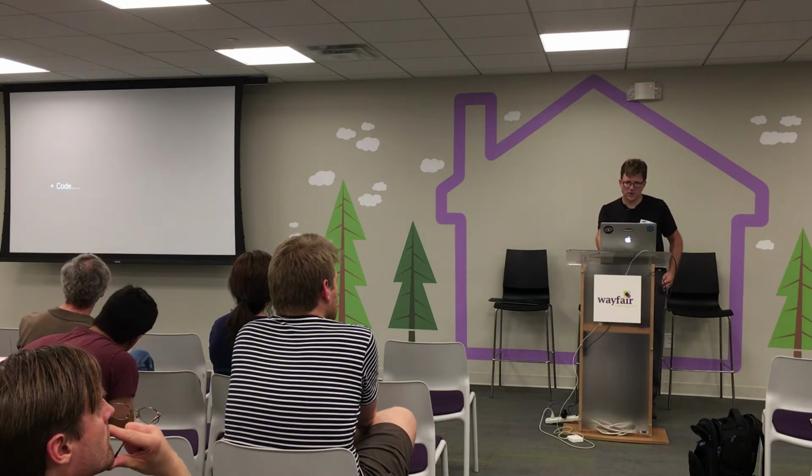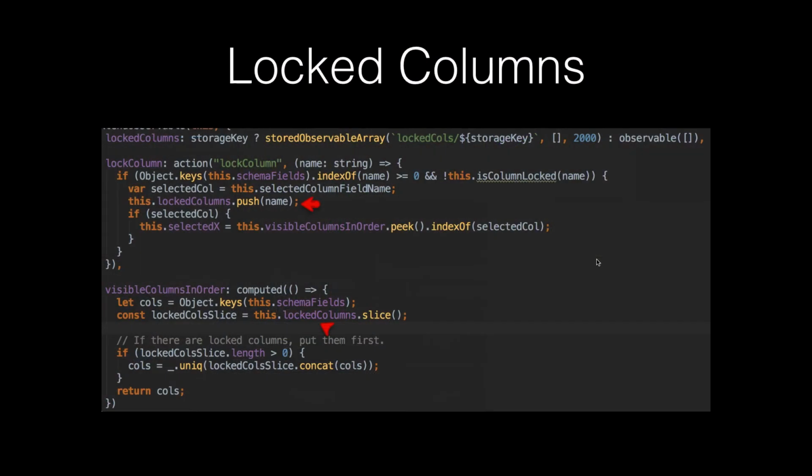So looking at some code, the action of locking the columns was basically where the red arrow is. We're pushing it onto the locked columns. And then down below, this visible columns in order is computed. And it does all the dynamic behavior of combining these columns together. So this is what you basically end up with: pure computed functions, and then actions which mutate the data.